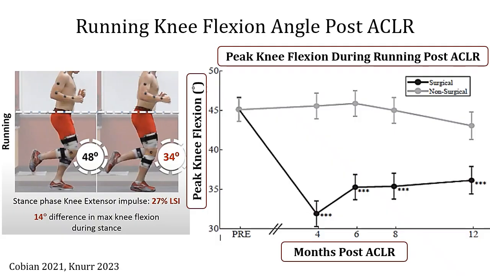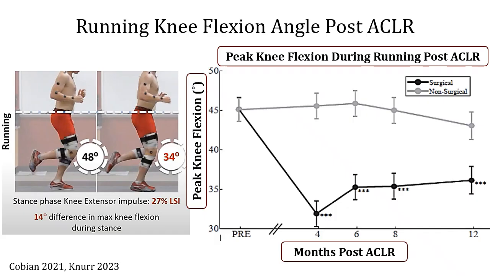So you want a greater sagittal plane knee flexion angle during the stance phase. Here we see the stance phase knee extensor impulse is 27% less, which is also associated with that 14-degree difference in the max knee flexion. Once again, you can see this graphed across time. On the y-axis here, instead of the negative work, you have the surrogate measure of peak knee flexion. You have the surgical limb in black, the non-surgical limb in light gray, and you're looking at peak knee flexion during running post ACLR across time.